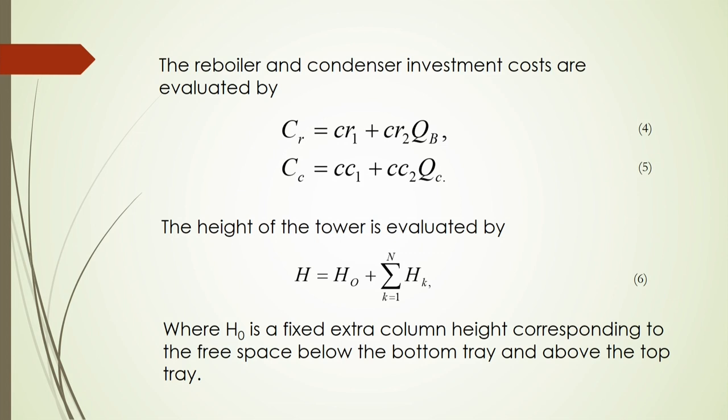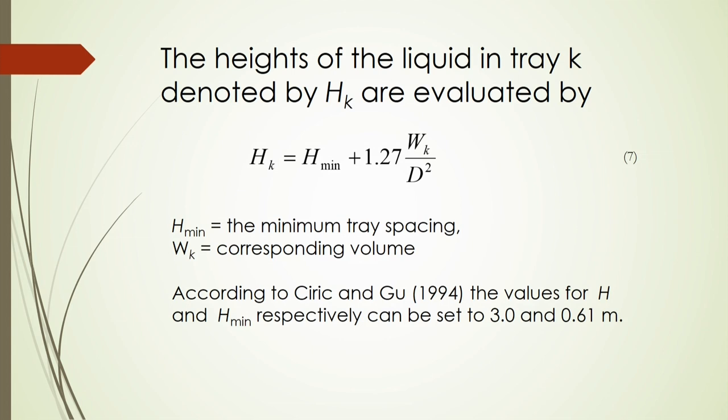And here the height of the liquid in tray K, denoted by HK, is calculated as HK equals H mean plus 1.27 times WK divided by D square, as per equation number 7. In the slides, this HK is calculated based on the minimum tray spacing, and also the corresponding volume has to be considered for the calculation of the height of the liquid in tray K. So, this height of the liquid in tray K is a function of the minimum tray spacing, the corresponding volume of the liquid, and also the diameter of the column.